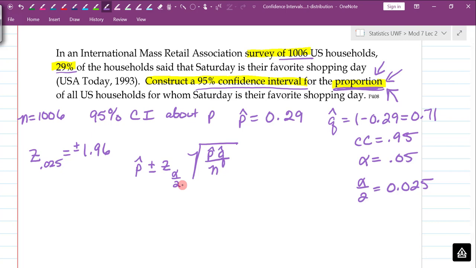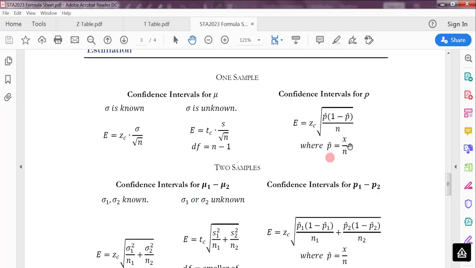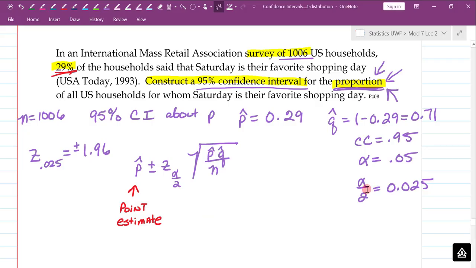Now, what is P hat? P hat is our point estimate. Let me go ahead and write that in. Right here, this is our point estimate. It is not always given to you in the problem like right here. Sometimes we have to calculate it, okay? And we'll get to a problem not too long from now where we're going to have to calculate it, and that's where this formula comes in, okay? But sometimes it's given to us like it was in the last problem. And then we have our critical value multiplied by the standard error about the proportion.